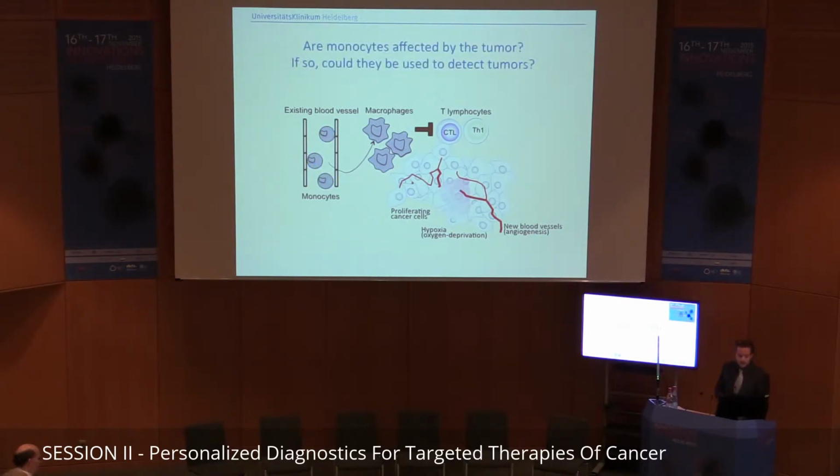Now, we reasoned that also the precursor cells of the macrophages that are circulating in the bloodstream may be affected by the tumor cells already. And if so, could these cells be used to detect tumors?